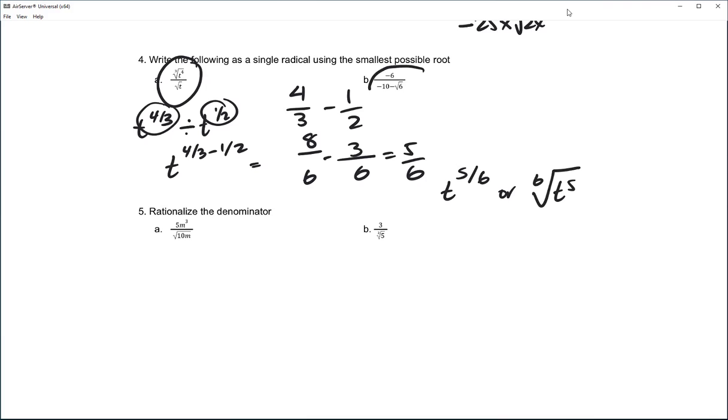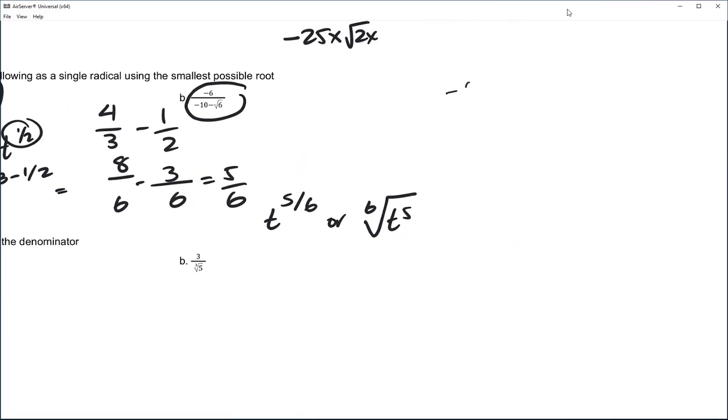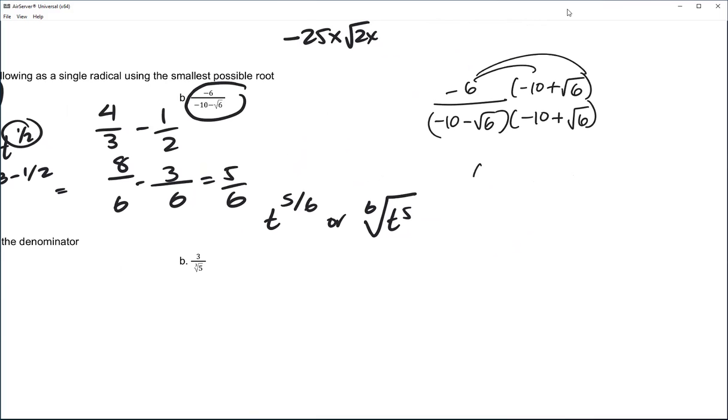Letter B, whenever you see something like that, it's another form of rationalizing. When you have a binomial in the denominator, you have to multiply by its conjugate, because again, the goal is to get rid of the radical. So the conjugate is just a plus sign radical 6. So distribute, it'll be 60 minus 6 radical 6, and then this will be over 100 minus 10 radical 6 plus 10 radical 6 minus radical 36.